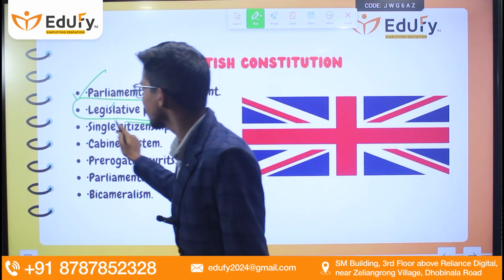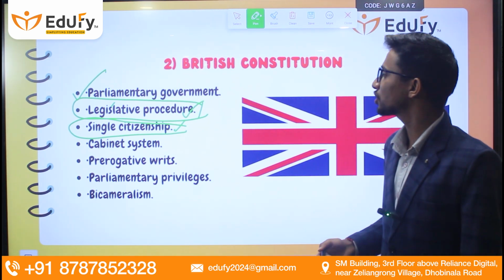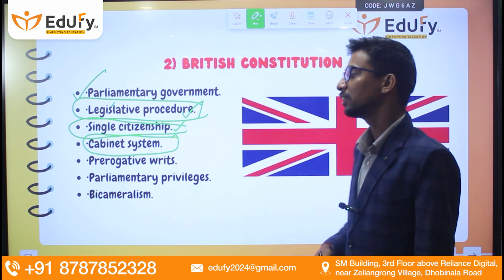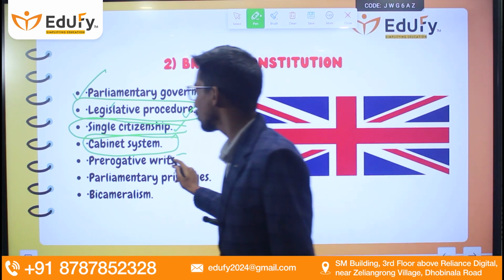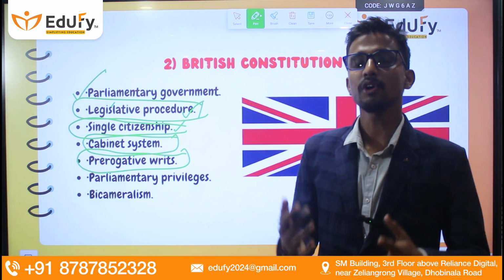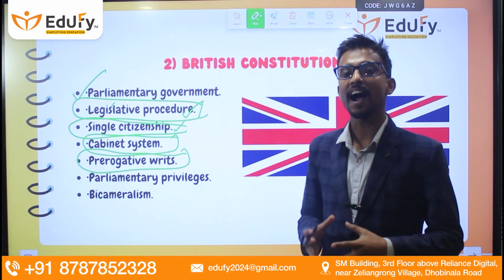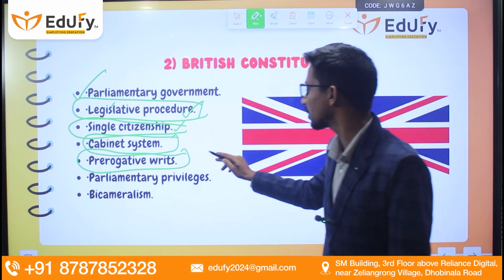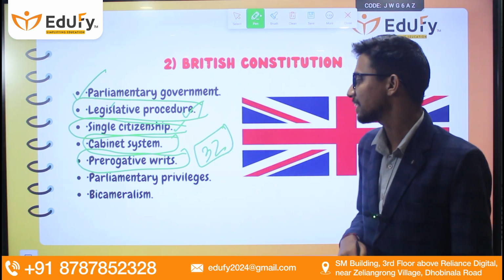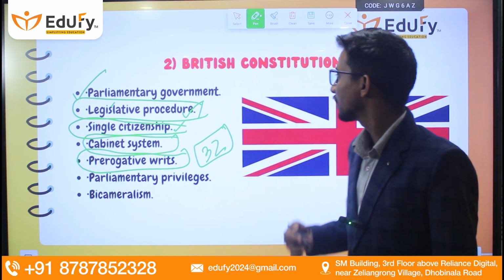Now, we also have the concept of single citizenship taken from the British Constitution, and the cabinet system. Yes, in India, we follow the cabinet system. The prerogative writs that are mentioned in Article 32. And according to Bhimrao Ambedkar, that is also known as the very heart and soul of the Indian Constitution. Under Article 32, the right to constitutional remedies has also been taken from the British Constitution.